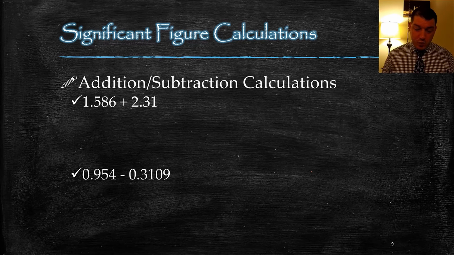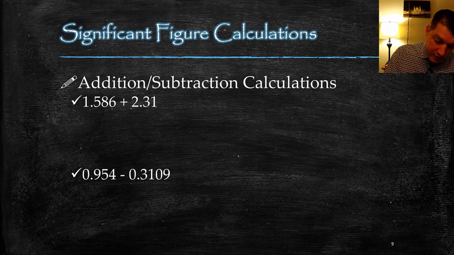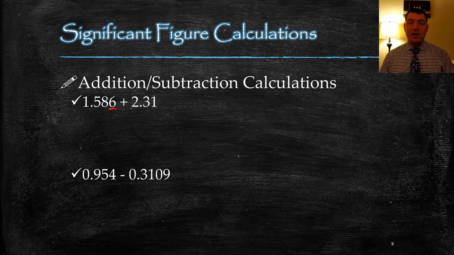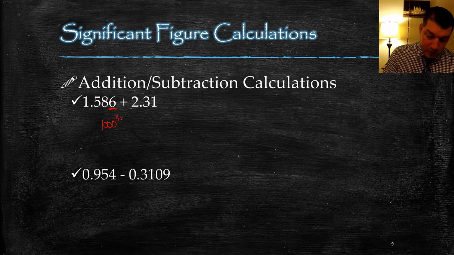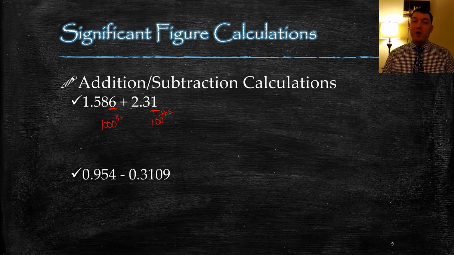We're going to add 1.586 and 2.31. So again, we're going to look at the place value of the smallest significant figure. The smallest significant figure, or the significant figure furthest to the right, is in the thousandths place. That means that this is the thousandths. The one furthest to the right in 2.31 is the 1, and that's in the hundredths place. We're not looking at the number of significant figures, we're looking at the place value, and thousandths are smaller than hundredths. So we go to the largest, smallest significant figure.